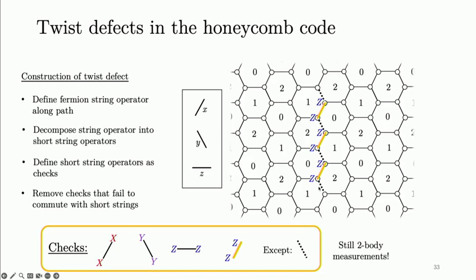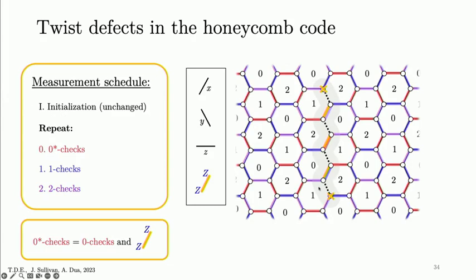Next, I need to tell you the measurement schedule, and that'll specify our Floquet code. There's only a mild generalization that's necessary to build our honeycomb code with twist defects, a mild modification to the measurement schedule. Since by construction we've thrown out any checks that fail to commute with our short string operators, we can measure them at any point in the schedule. We might as well measure them at the same time as the zero checks, or whatever's most convenient. Then our schedule is really just zero checks, along with those condensation terms, one checks, two checks, and repeat. And I've claimed that this produces twist defects.